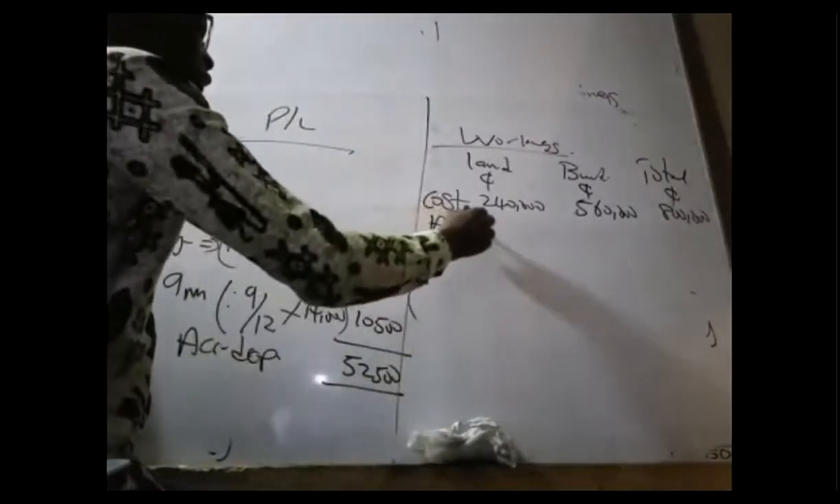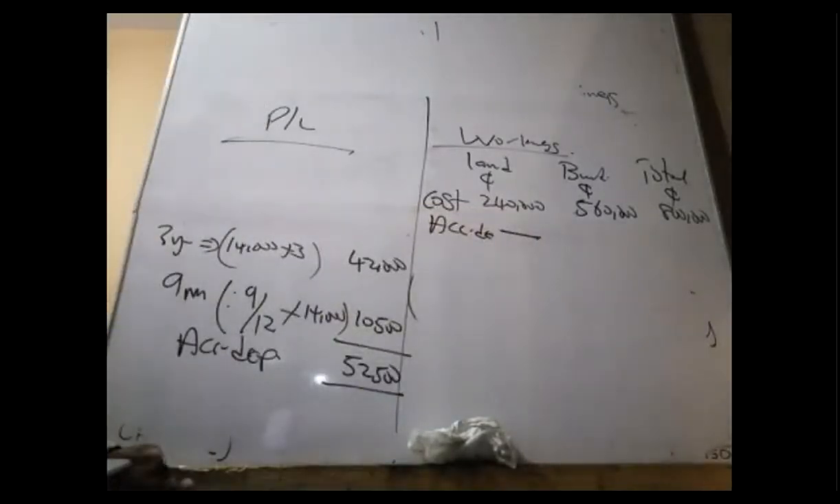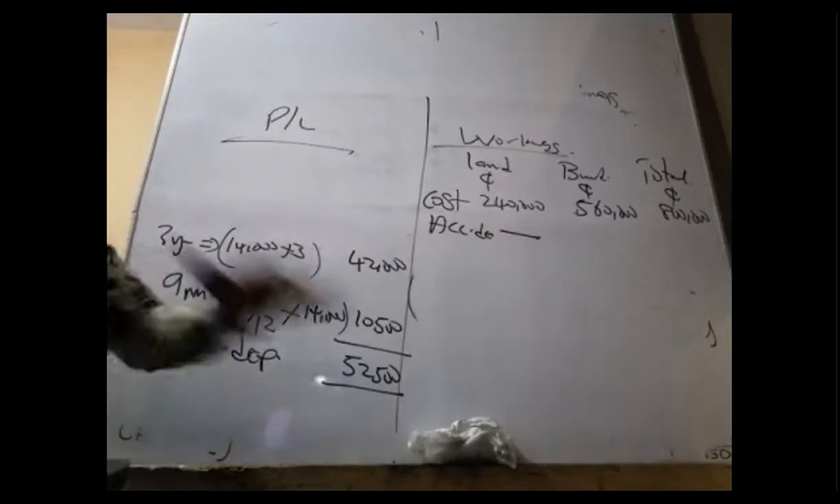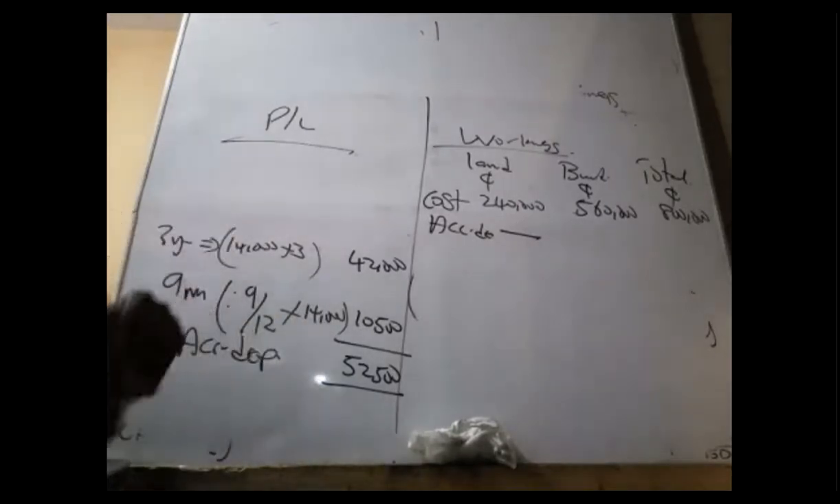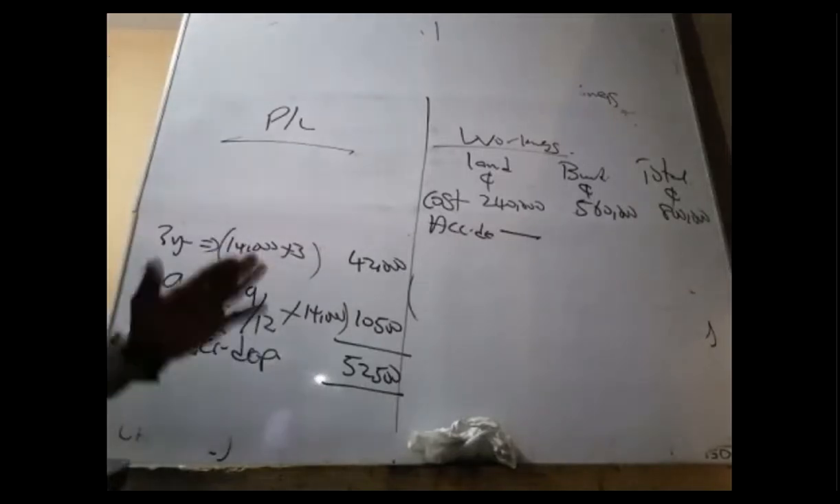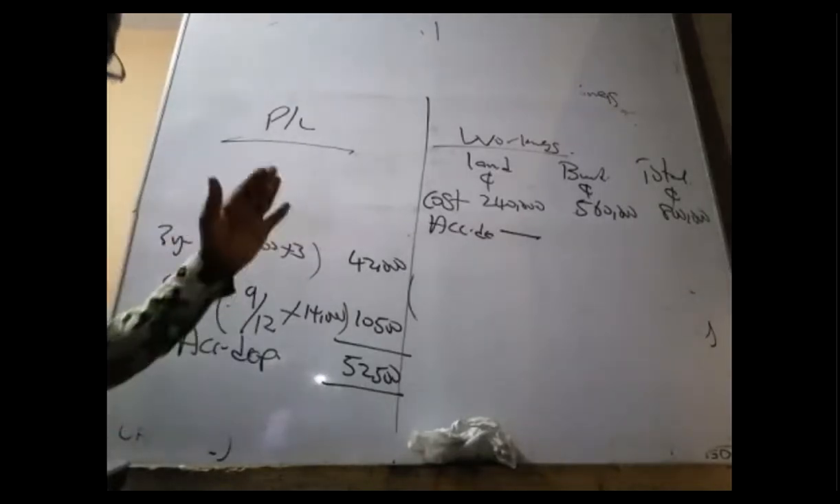So accumulated depreciation, yes, dash. We don't depreciate land. Why is it that we don't depreciate land? We don't depreciate land because land does not have a useful life. Any asset that does not have a definite useful life, we don't depreciate them. Take note. Land is one of them.